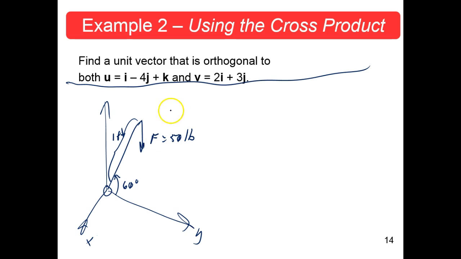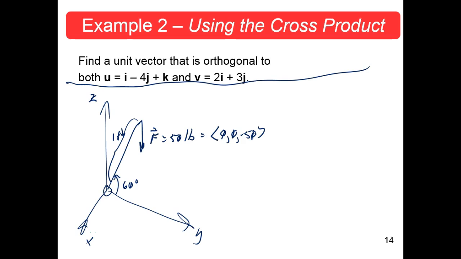Well, in drawing the force this way, as a vector, this will be the vector 0, 0, minus 50, because it's 50 pounds down, that's in the negative z direction. I forgot to label z. They put minus 50k, fine.